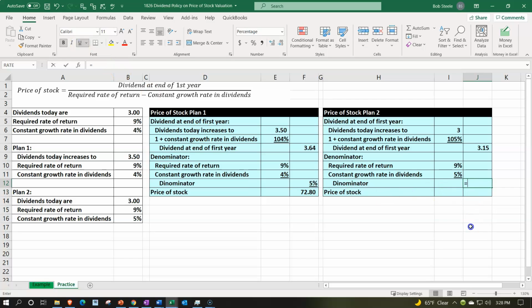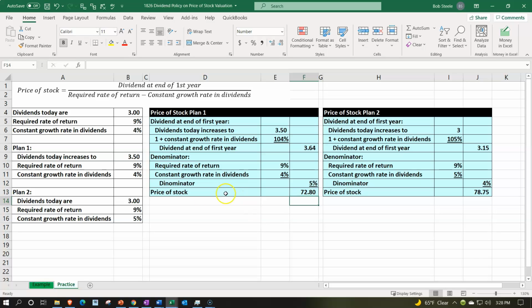The price then, hold on a second. That's not what should have happened. Undo. This is the cell we want to be on. We've got the 3.15 divided by the 4, and let's add a couple decimals, number group, couple decimals. So we're at then plan 1 at the valuation of 72.80.